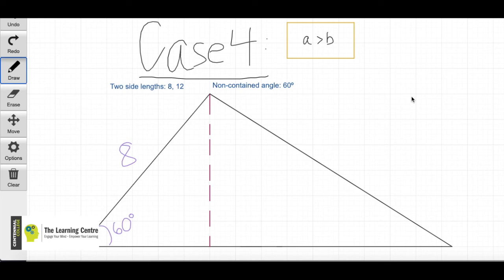So these are our 4 cases of oblique triangles. Please refer to our video in the next lesson on trigonometric signs and solving for an angle.